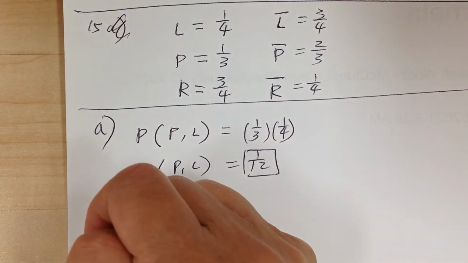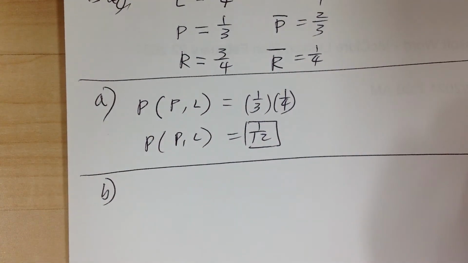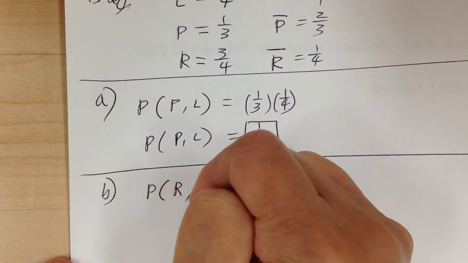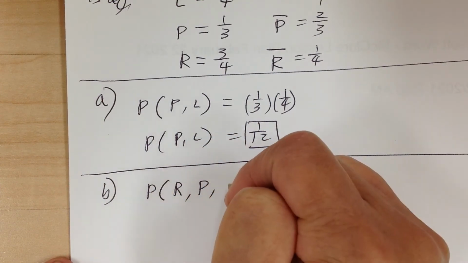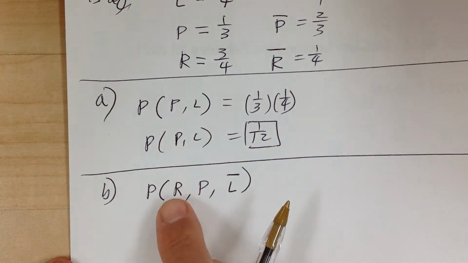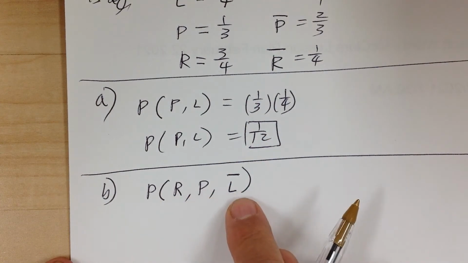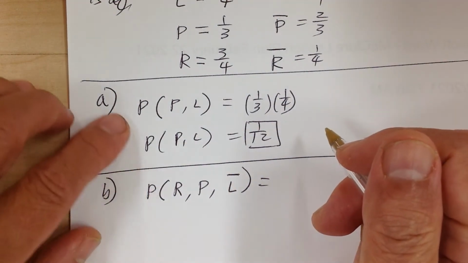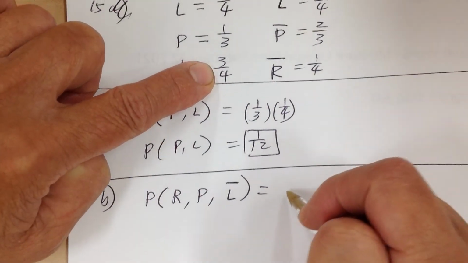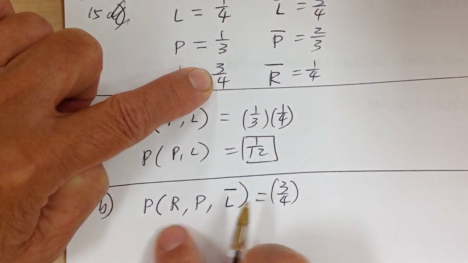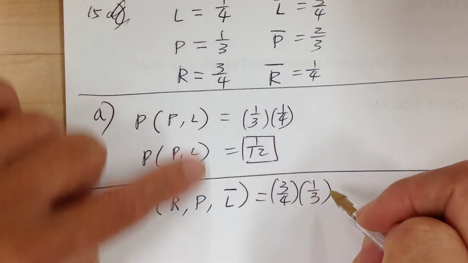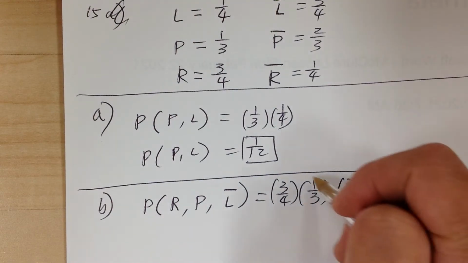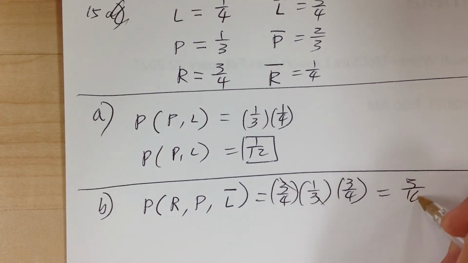Now for part B, the probability that Ray asks and Paula asks, but Leon does not. So Ray and Paula ask him, but Leon does not. Make sure you have everything accounted for. So this will equal 3/4 for R, P is 1/3, and L complement will equal 3/4. And so this will equal 3/16.